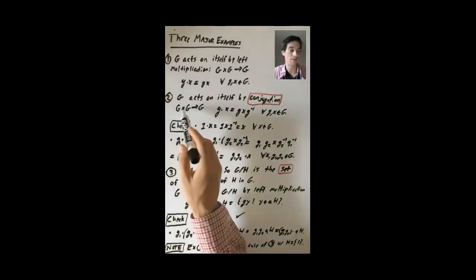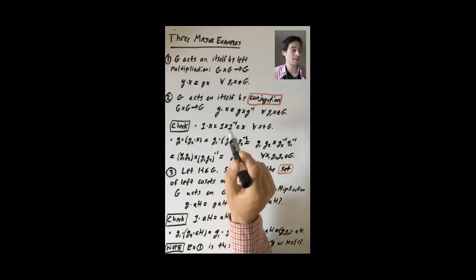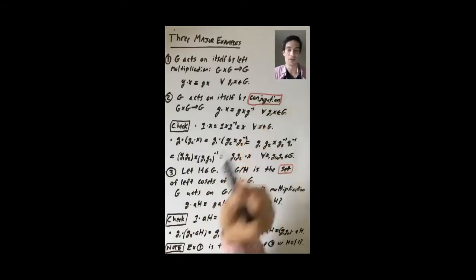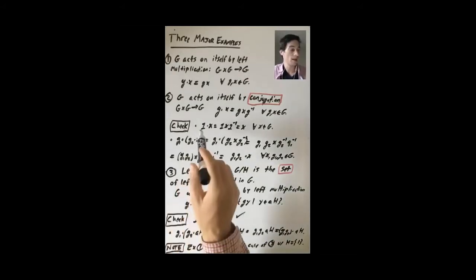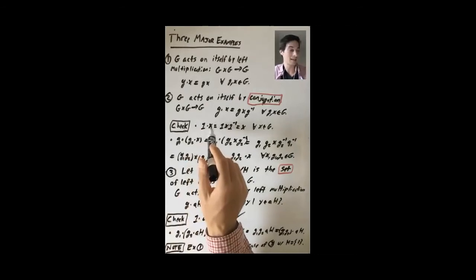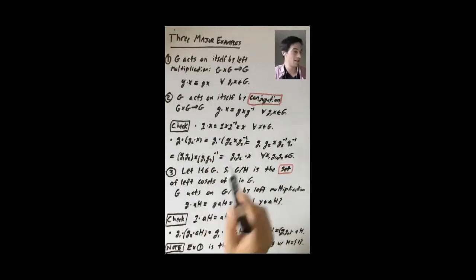So again, we want a map from G cross G to G. How does G act on X? It sends it to G X G inverse. So why is this a group action? Well, it needs to satisfy two things. One, how does the identity act on X? Well, it sends the element X to 1 X 1 inverse, but that's just X. So that's easy to see.